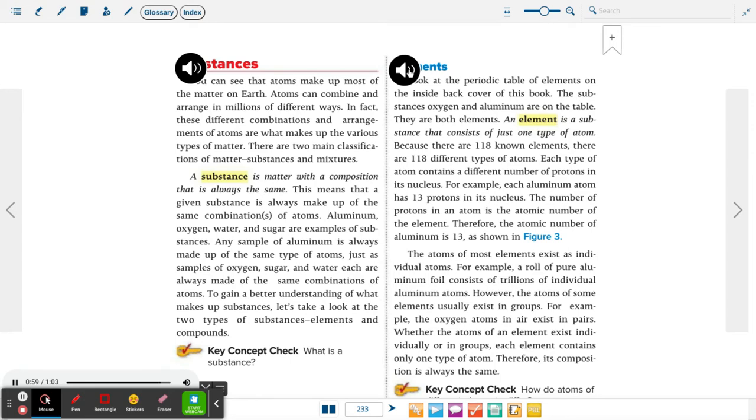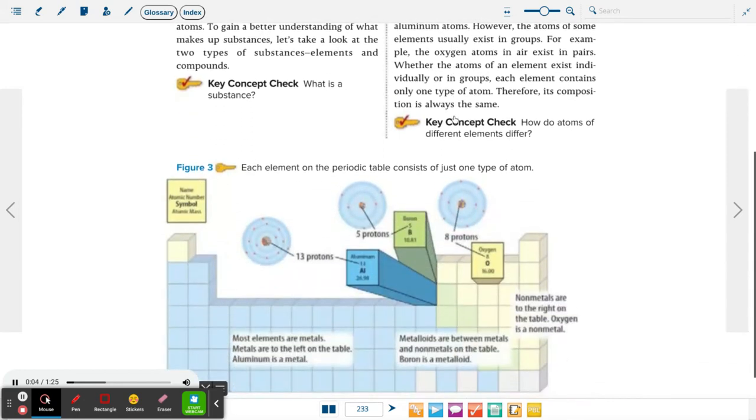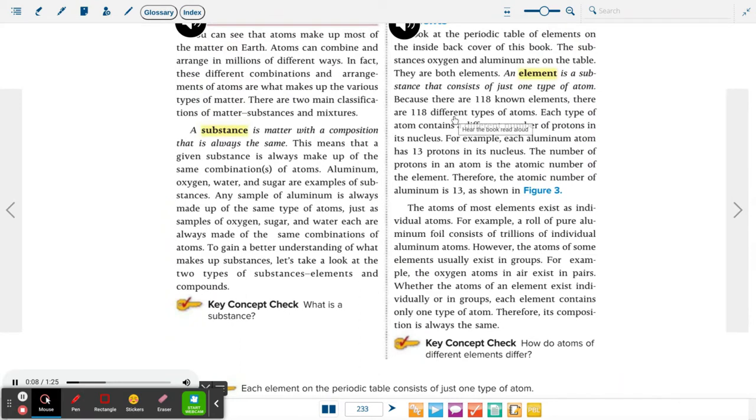Elements and compounds. Key elements. Look at the periodic table of elements on the inside back cover of this book. The substances oxygen and aluminum are on the table. They are both elements. An element is a substance that consists of just one type of atom. Because there are about 115 known elements, there are about 115 different types of atoms.